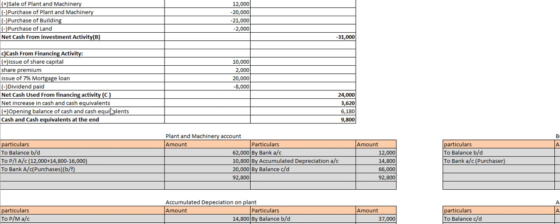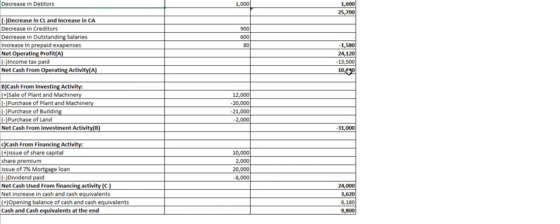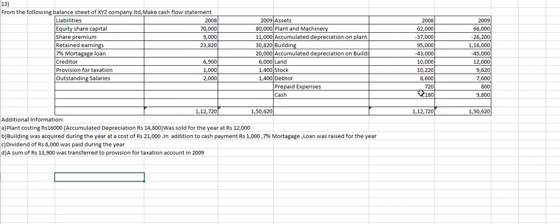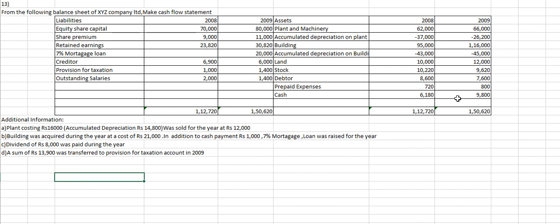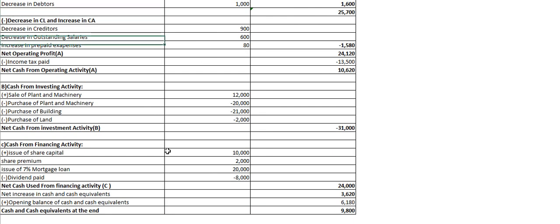So your net increase or decrease in cash and cash equivalents is equal to the balance of all three activities, which is 10,600 minus 31,000 plus 24,000, so you get the balance to be 3,620. When you add your opening balance of cash, 6,180, you should get the cash and cash equivalents at the end of the year, which is your closing balance, 9,800. If you check the question, it is 9,800. So your solution is right and correct.